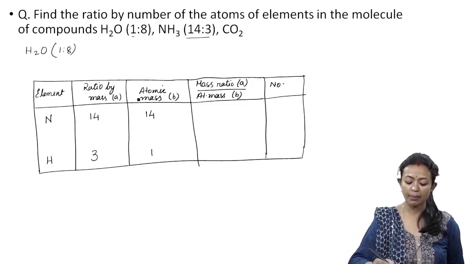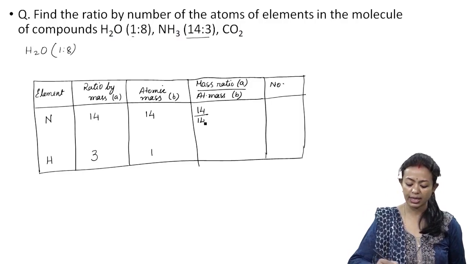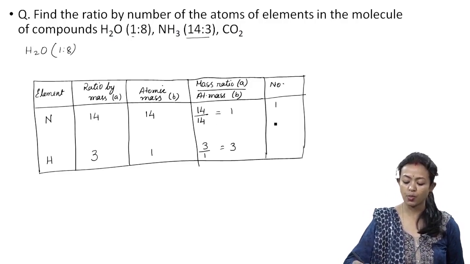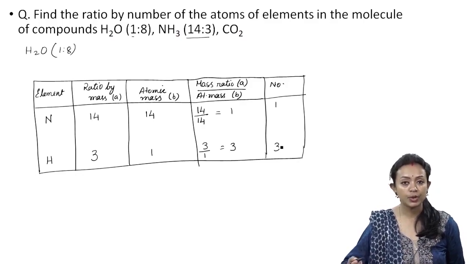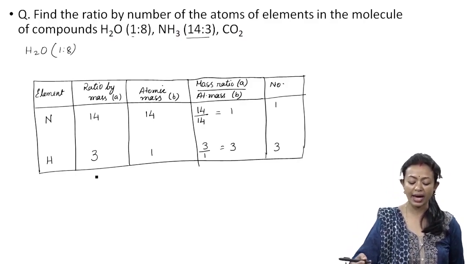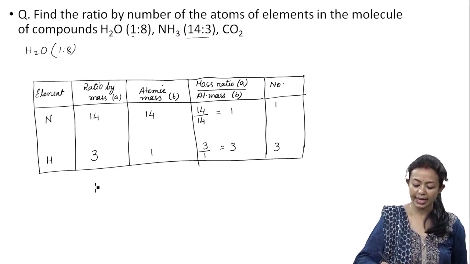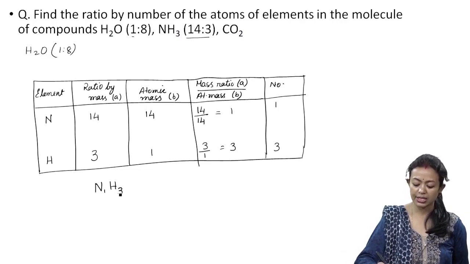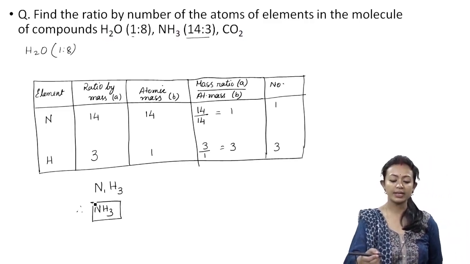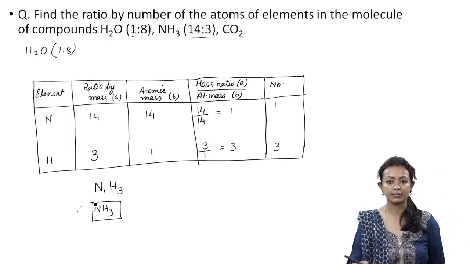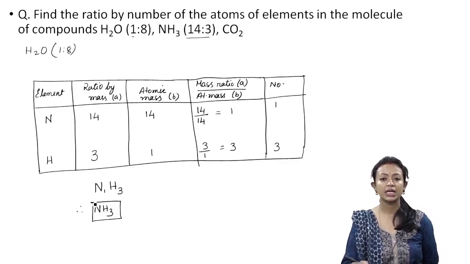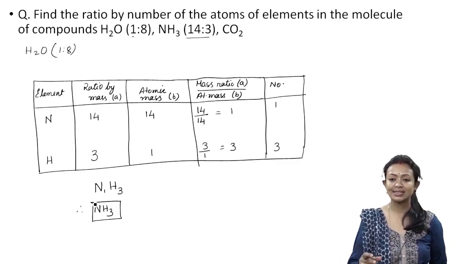Okay, so if I divide A by B, it means 14 divided by 14, which is equal to 1, and 3 divided by 1, which is equal to 3. So the numbers are 1 and 3. We do not need to convert it into whole numbers because it is already in whole numbers. Thus, the ratio by number of atoms of nitrogen and hydrogen is N is 1, H is 3. That is, ammonia has a chemical formula of NH3. Likewise, you can also solve for carbon dioxide. Okay, I hope this is clear to you. Alright, so this is how we apply the ratio by mass to find out the number of atoms of the elements.